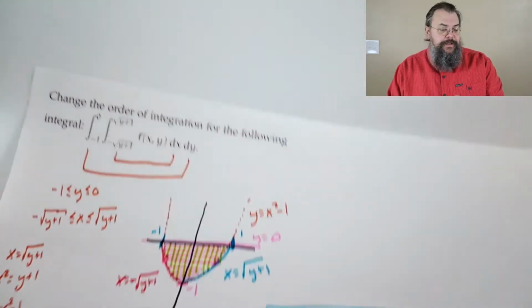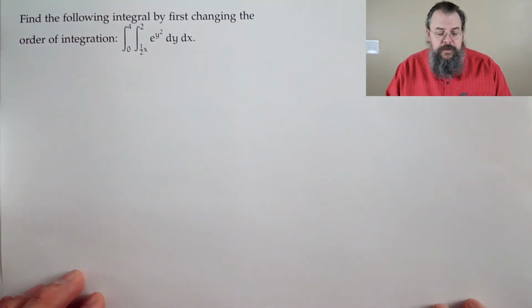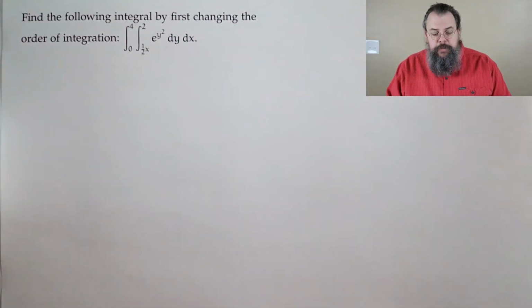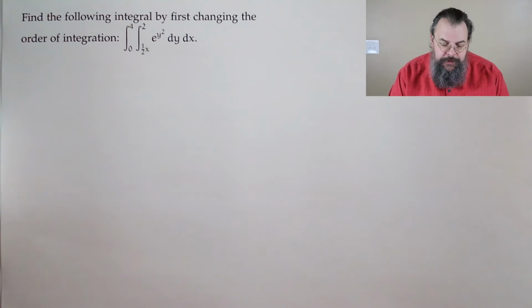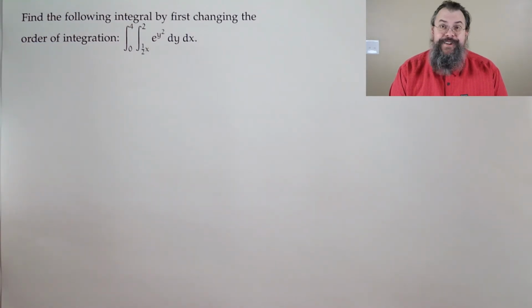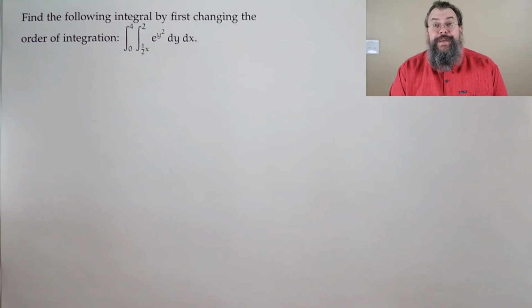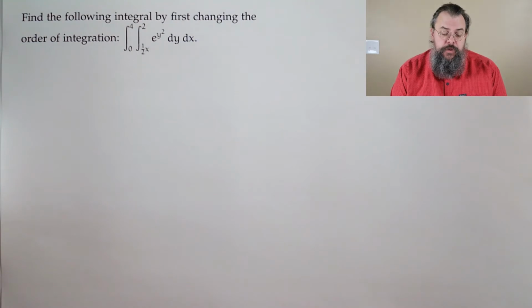All right, well, good. Let's keep going. Next problem. Find the following integral by first changing the order of integration. You're like, what? Why should we change the order of integration? Let's just do it. And we look at it, integral of e to the y squared dy. No, let's not do that. Because we can't. We don't have the technology, so we don't have the tools needed to carry out this integral.